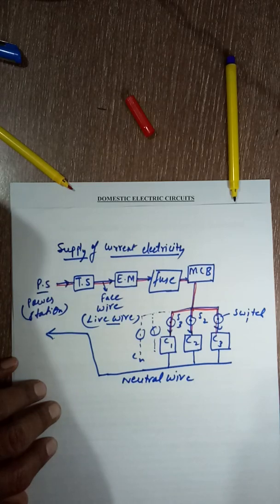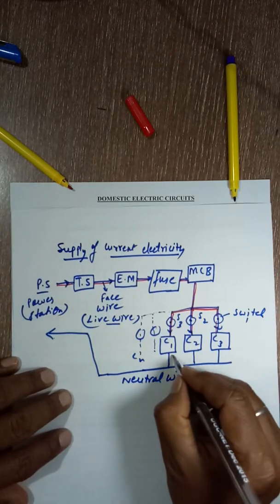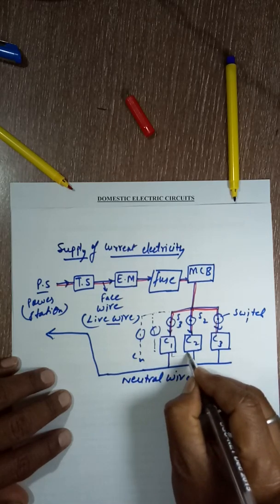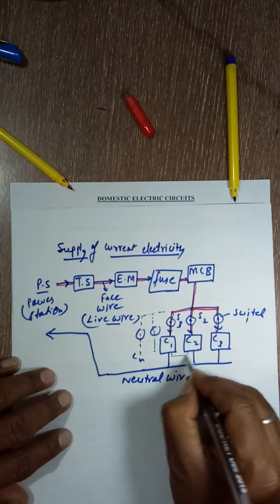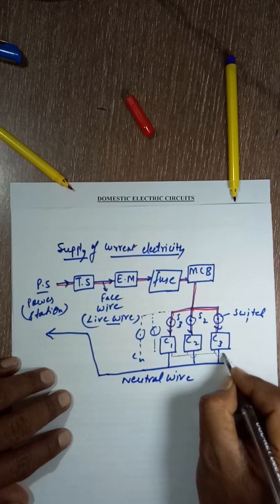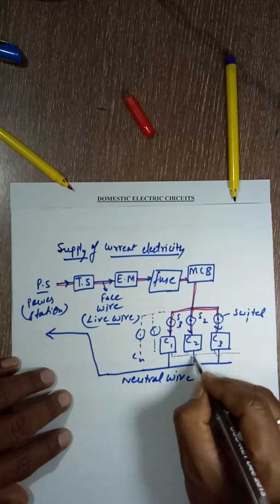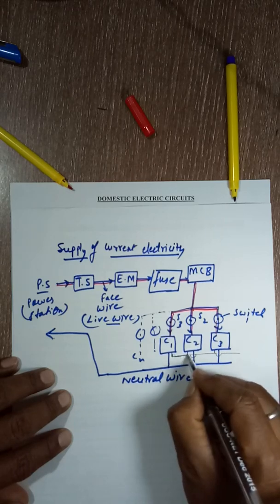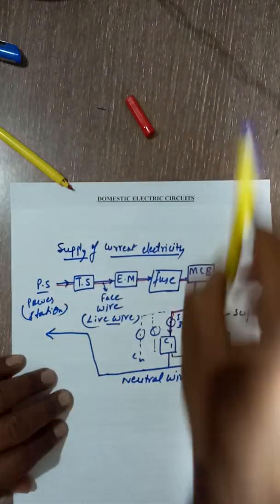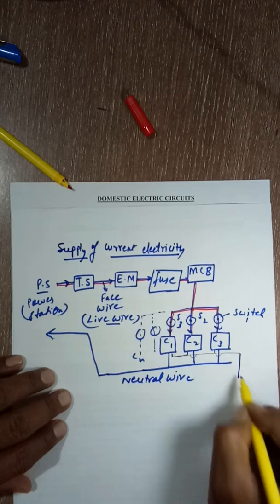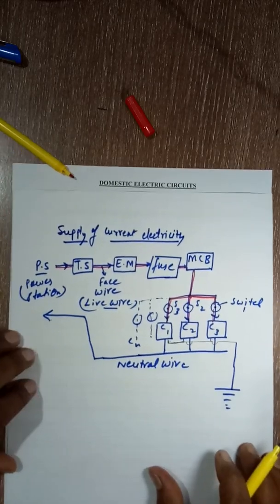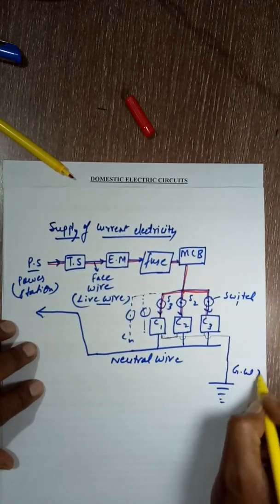I should draw it with black one. That is what the earthing, that is called as what? Earthing, and it is attached with the body of the electrical equipment, and this wire goes deep inside the earth. This wire is called as ground wire or earthing, right.